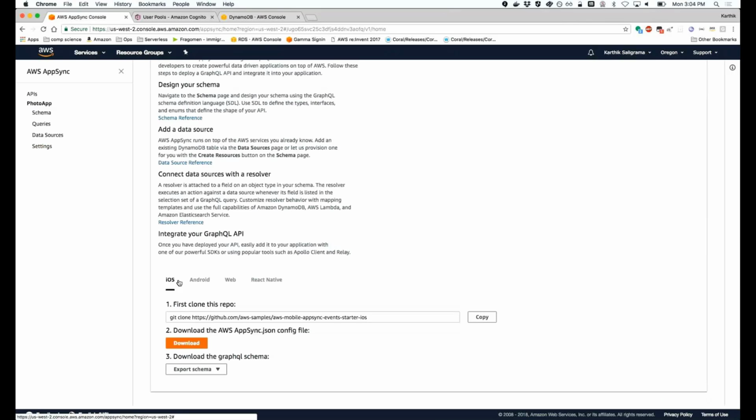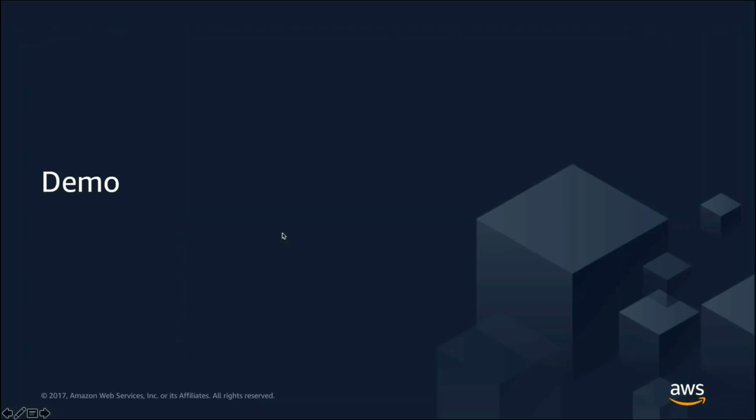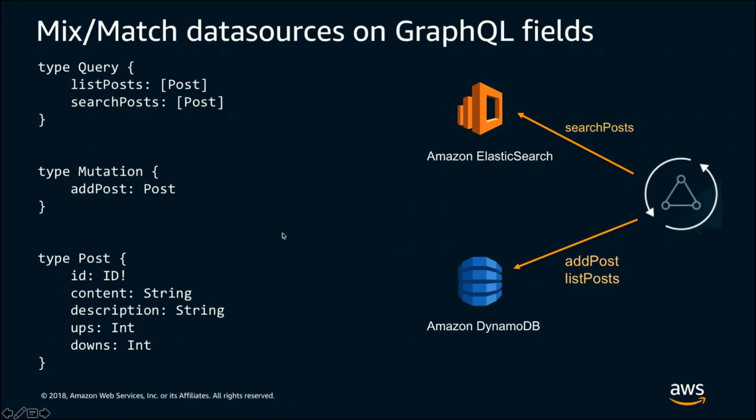So let's get back to our presentation. One thing that I did not talk about is with AWS AppSync, you can actually mix and match data sources. So if you had a query where you want to do a free text search for search post, and you felt like Amazon Elasticsearch is a better fit for your use case, you can, for the search post field, route the calls to Elasticsearch while still routing calls to Amazon DynamoDB for add post and list post field. And AppSync allows you to do that out of box.